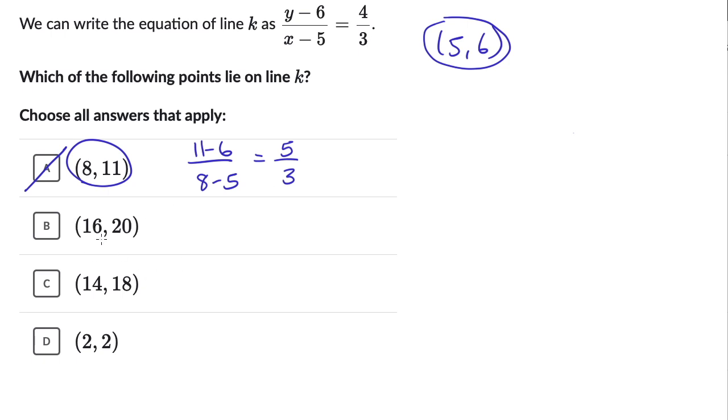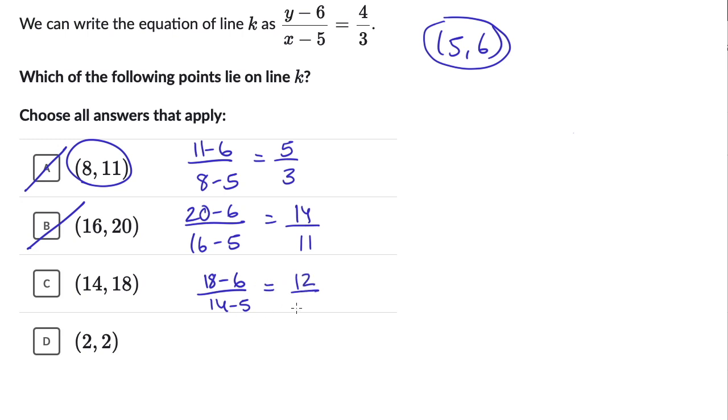All right, this next one, we'll do the same idea. The y is 20, so (20 - 6)/(16 - 5). This is equal to 14/11, not 4/3. Rule that one out. Let's do this one. (18 - 6)/(14 - 5). This is equal to 12/9. And both the numerator and the denominator are divisible by 3, which gets you 4/3. Yes, this one is good.